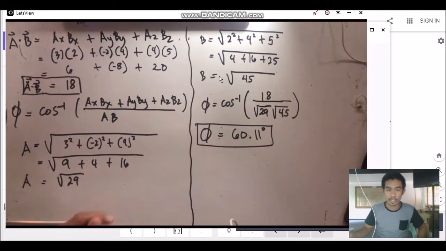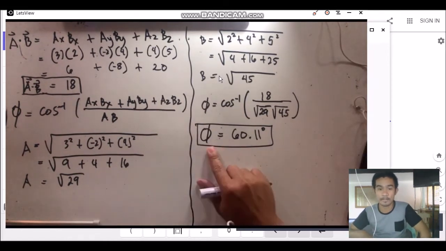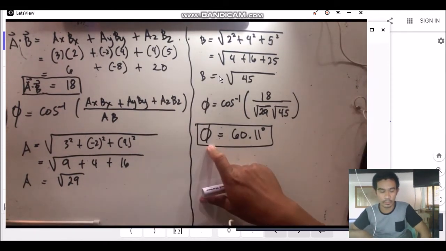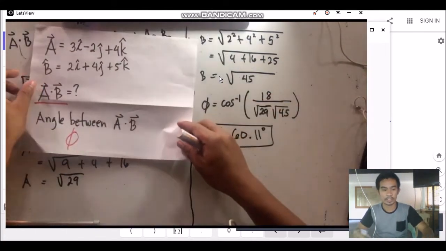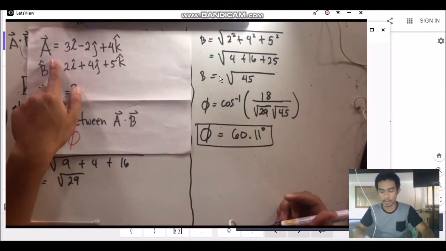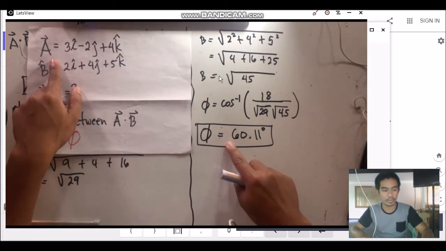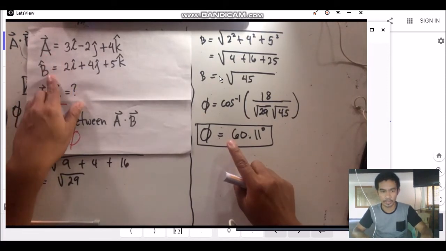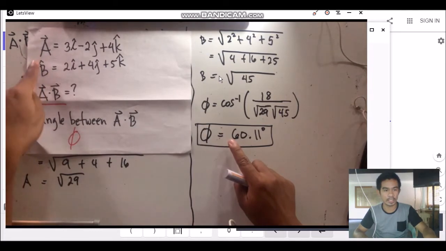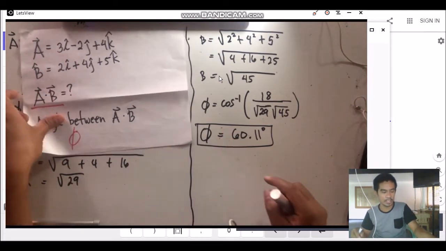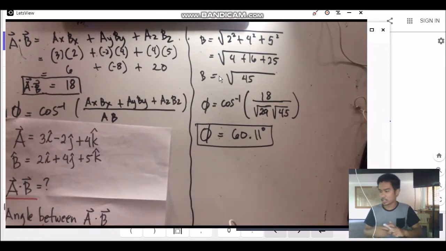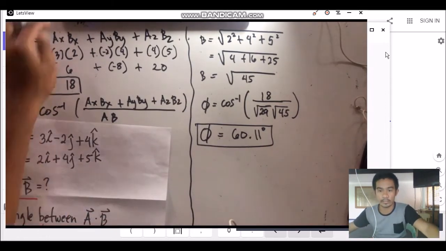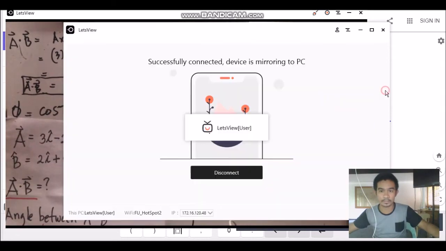Right. So we have angle phi as the angle between vector A and vector B. Phi is the angle between vector A and vector B, and the scalar dot product of these two vectors is 18. Okay, so let us see if it is really 60.11.